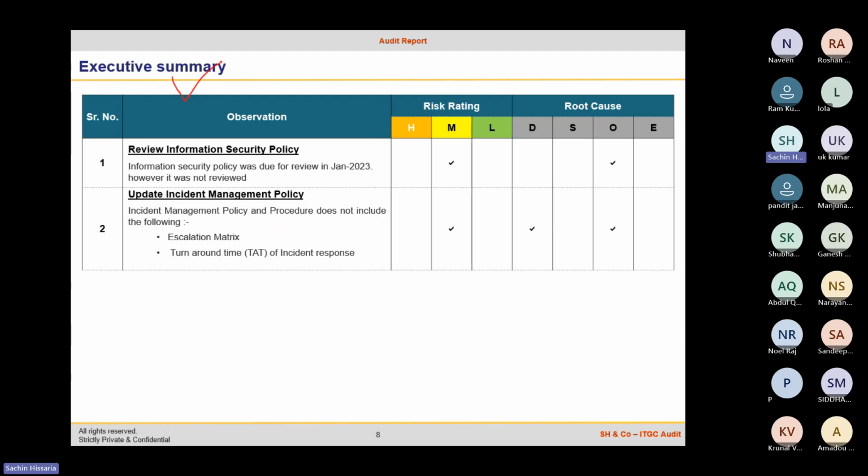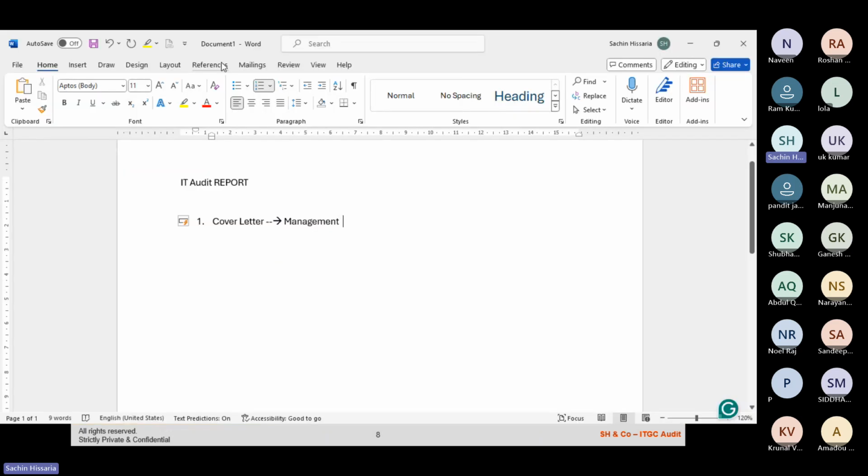Now, guys, what is an executive summary? The executive summary is prepared for the consumption of higher management. Because higher management, like the board of directors or maybe members of an audit committee, do not have too much time to go through your report.